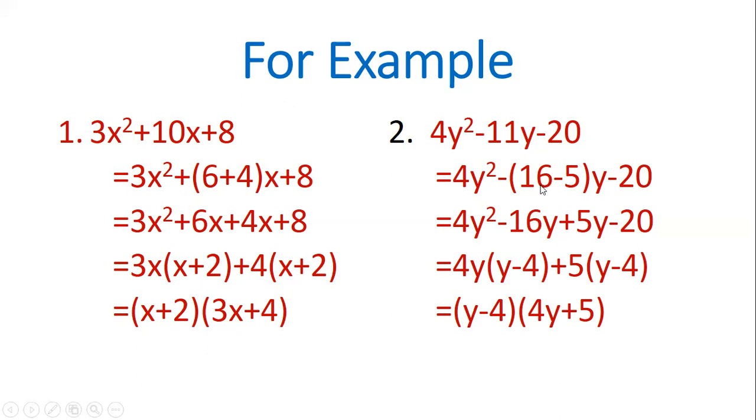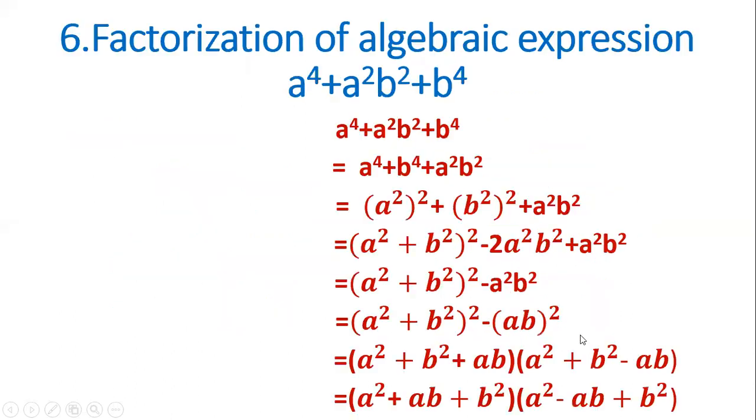Okay, so 16y minus 5y. So here you can take 4y common, so y minus 4 will come, and here you will take 5 common, y minus 4 will come, y minus 4 is common, right over here, then 4y plus 5 over here.